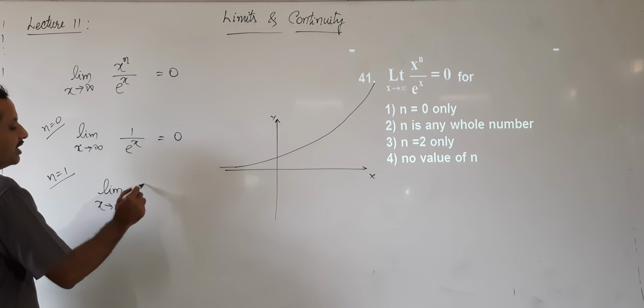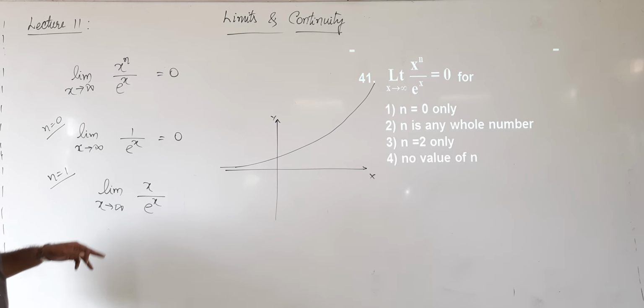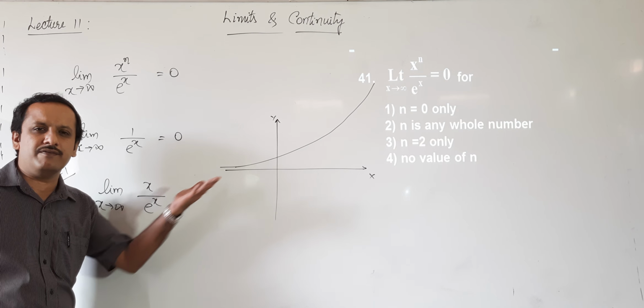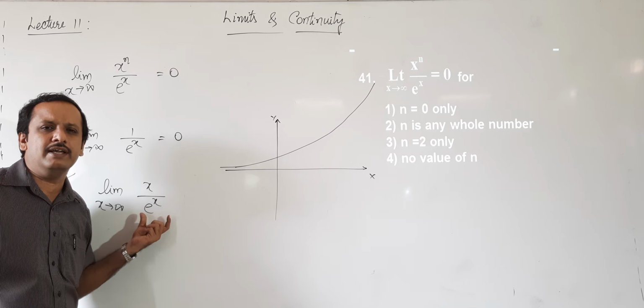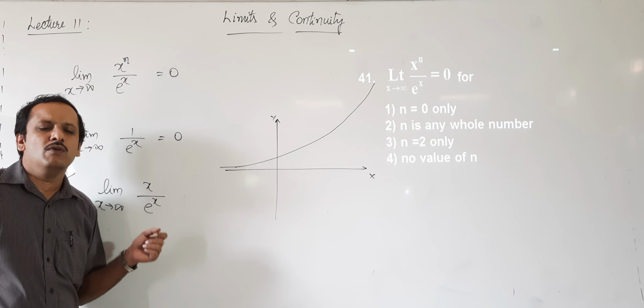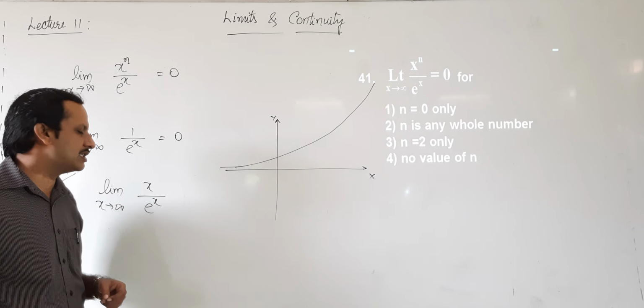I am putting n as 1, so x divided by e power x. Now if I directly apply the limit, I am getting infinity by infinity. E power x as x tends to infinity, we have seen that this also tends to infinity. So this is of the form infinity by infinity. When it is of the form infinity by infinity, we can still use L'Hospital's rule.